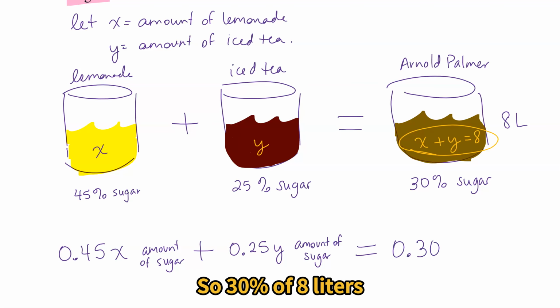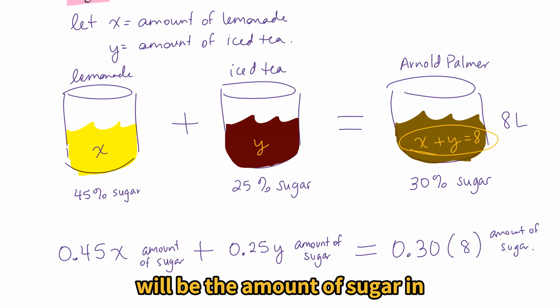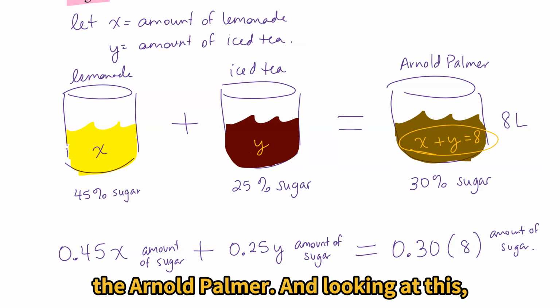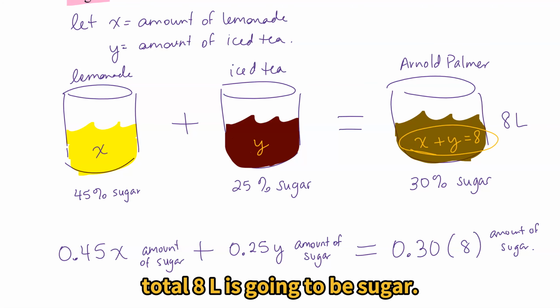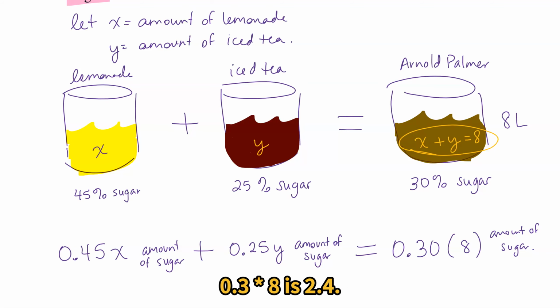So 30% of 8 liters will be the amount of sugar in the Arnold Palmer. And looking at this, that means that 2.4 liters out of that total 8 liters is going to be sugar. 0.3 times 8 is 2.4.